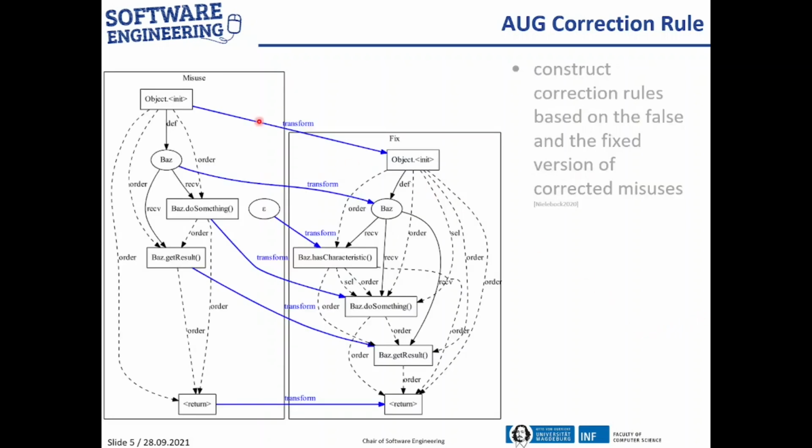A rule can look like this, where we have an AUG with a misuse part and the AUG of the fixed part. And the nodes of those AUGs are mapped with so-called transform edges, describing how those nodes have to be transformed. And in case we have to add some nodes, we have special epsilon nodes describing holes in the misuse part. And all nodes depicted here have to be changed due to this addition in this case, either by relabeling nodes or by adding or deleting nodes.